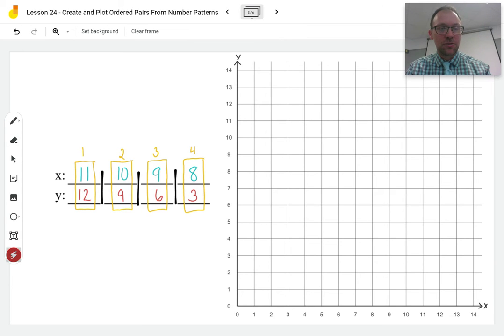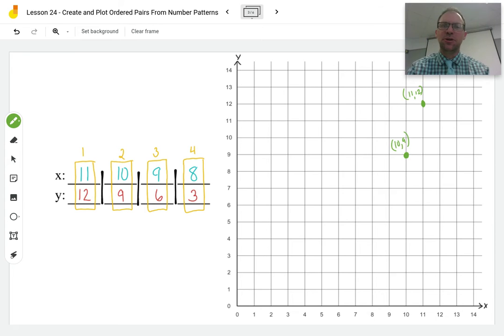All right. So ordered pair number 1 is 11, 12. So let's start at the origin and go over 11 on the x-axis and up to 12 on the y-axis. That is right there. And using a new color, I will put our point there, and we'll call it 11, 12. Very nice. Now, let's plot the next point. 10, 9. Let's see. Over to 10, up to 9. That's right there. So let's go ahead and put our point there, and we'll label that 10, 9.